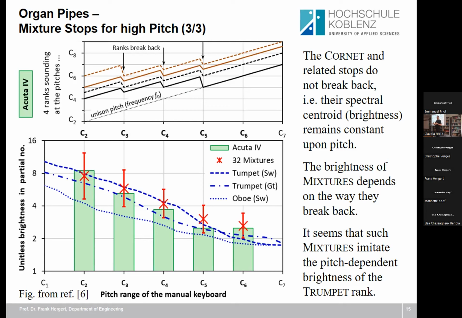Acuta is a name for a certain mixture. In organ terms, we have strange names sometimes.